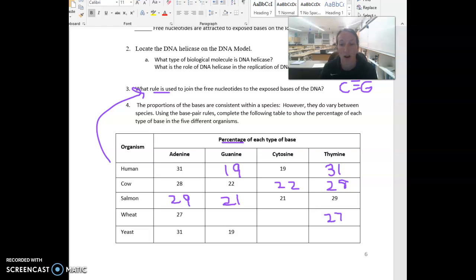Okay, now this one's a little harder because we've got a problem here. They only gave us one answer. 27% are adenines, and then 27% are thymines. So what do we have to do here? We know that everything has to add up to 100%. So if you look at these, 31 plus 31, we got 62, and then we add these together, that's going to complete it up to 100%. So everything should add up to 100%.